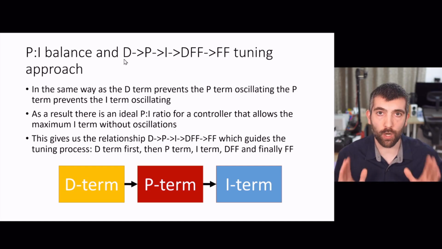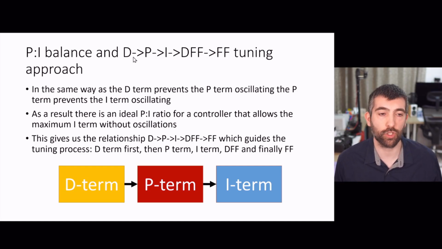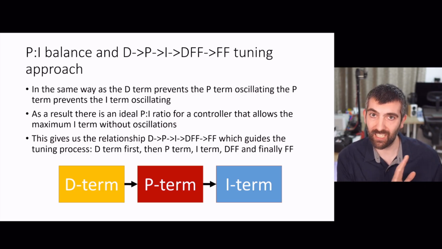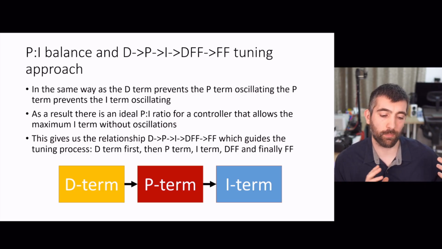So we have a one-way flow through the tuning methodology. We start with the D term and move through sequentially all the way through to the feed-forward term. And once we've done that, the tune is finished. If you do the tune in any other order apart from this, then you may find that you change the P term and then you have to go back and adjust the D term later on, and you can get in a real muddle because there isn't a clear flow and things are dependent on each other. So that's why we're going to be taking this approach going through the tuning process.